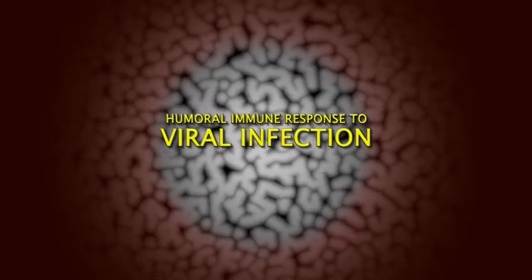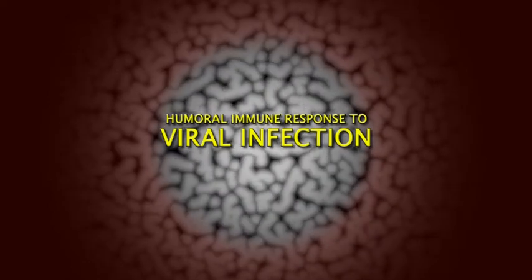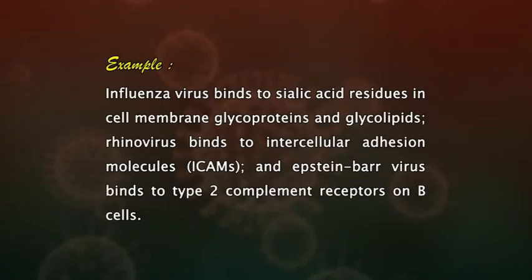Humoral immune response to viral infection. Most viruses express molecules that bind to cell surface molecules in the host cell. This helps in attachment of viruses to the host cells. For example, influenza virus binds to sialic acid residues in cell membrane glycoproteins and glycolipids. Rhinovirus binds to intercellular adhesion molecules or ICAMs, and Epstein-Barr virus binds to type 2 complement receptors on B cells.